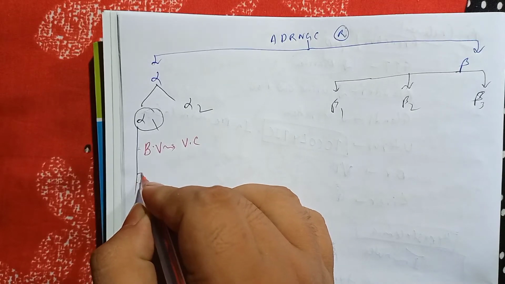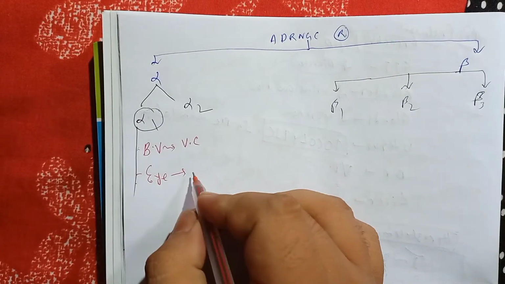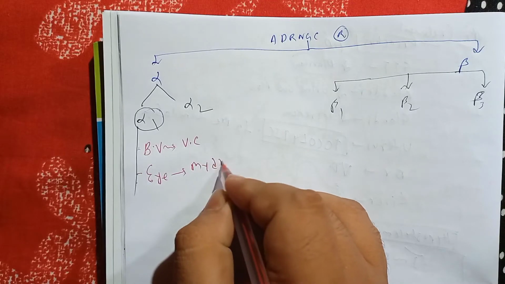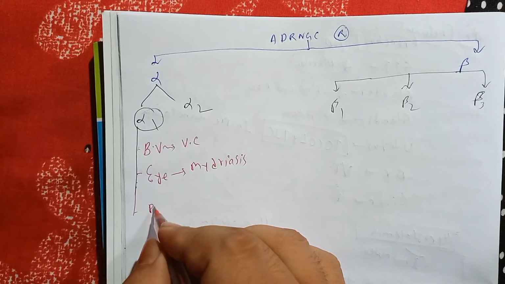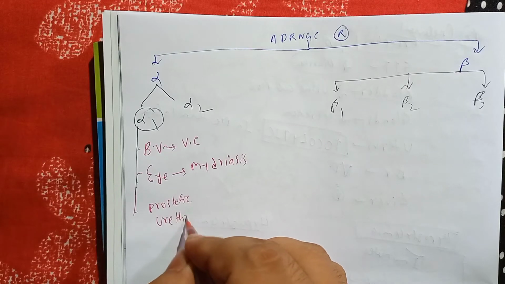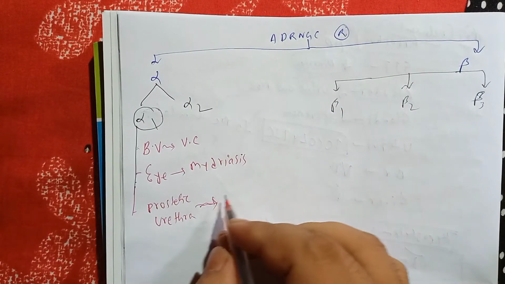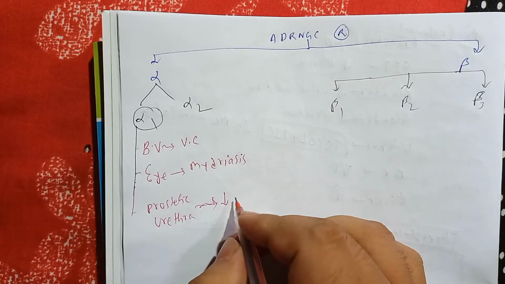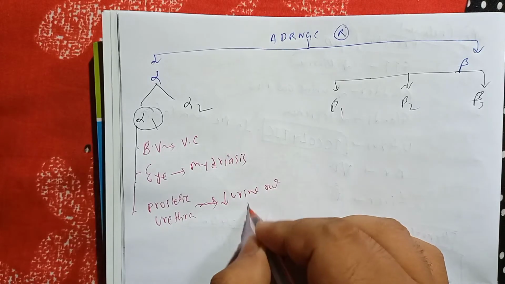Then they are present within the eye, and that will cause dilation of the pupil. Dilation of the pupil is known as mydriasis. They are also present within the prostatic gland, the prostatic urethra, and they will cause less urine outflow.